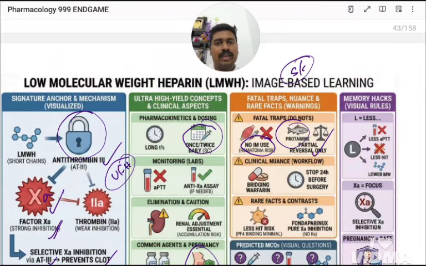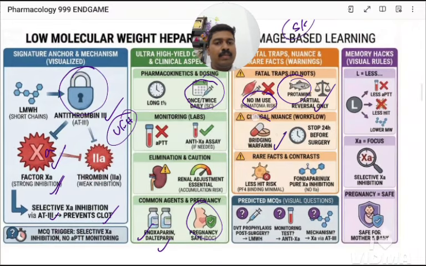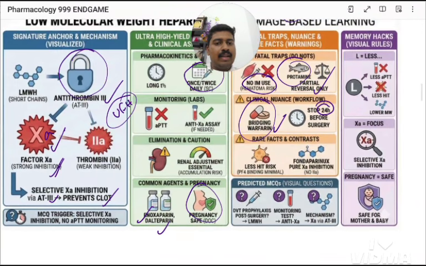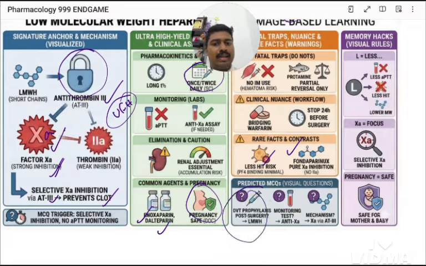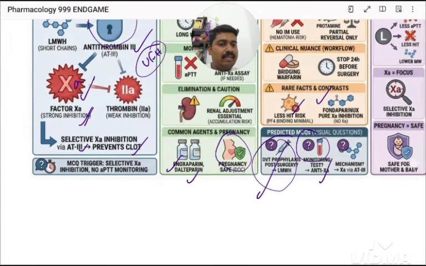We discussed this also. In case of UFH, it causes complete reversal. Next, it is used as bridging therapy for warfarin. Stop 24 hours before surgery. Less HIT, heparin-induced thrombocytopenia risk, and if anyone asks you, pure 10A inhibition is caused by fondaparinux. Okay, it's a pentasaccharide variant. Next, for DVT prophylaxis we use LMWH, and the monitoring test is anti-10A factor. Okay, I think all this I have discussed.